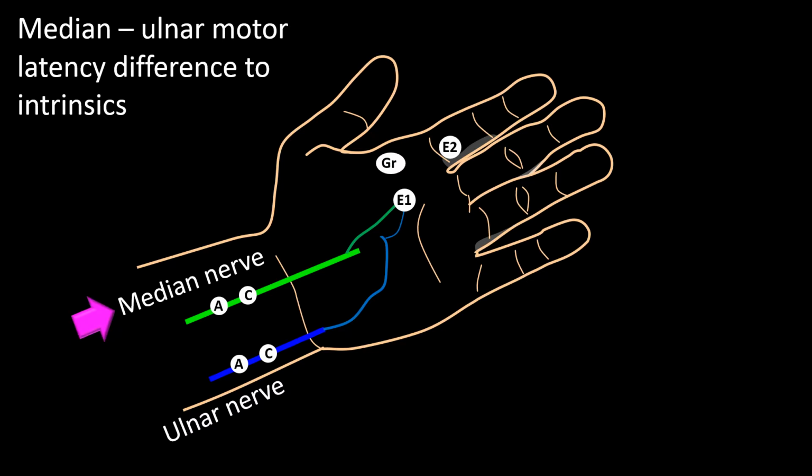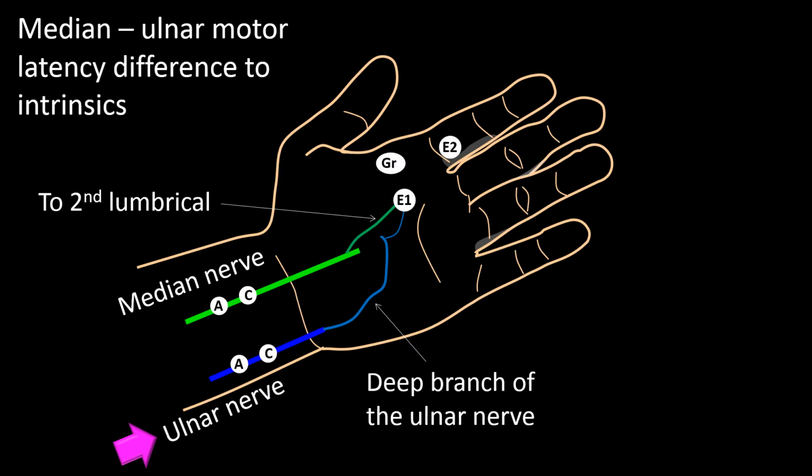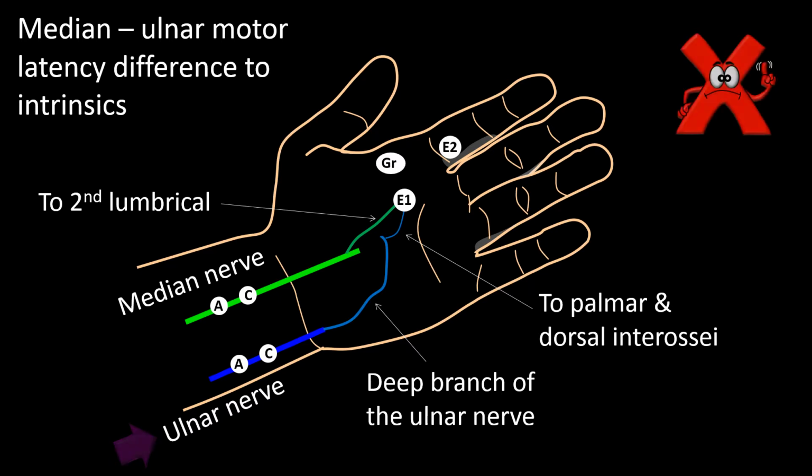Stimulation of the median nerve records conduction to the second lumbrical. Stimulation of the ulnar nerve records conduction through the deep branch of the ulnar nerve going to the palmar and dorsal interossei. The result of this test is considered abnormal if the difference is more than 0.5 milliseconds.